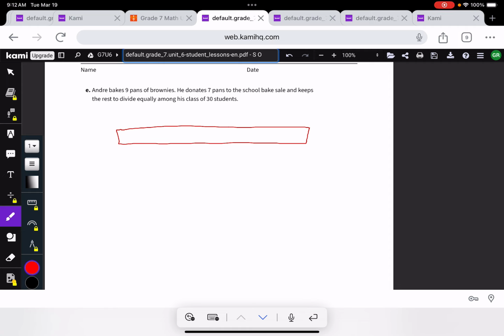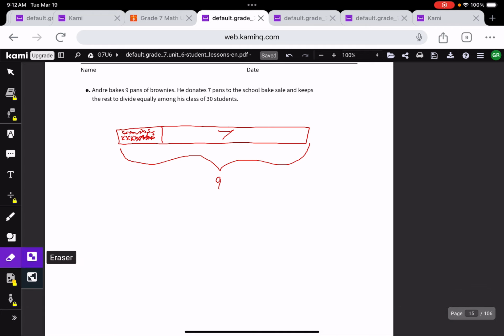But this one's kind of weird. There's a total of 9 pans of brownies. 7 of them, so 7 would be about that amount, 7 of them get donated, which means the rest the students get. Unfortunately, we have to split this 30 ways, so I'd have to go 1, 2, 3, 4, 5, 6, 7, 8, 9, 10, 11, 12, 13. I would need to make that, so I'm going to save my life.